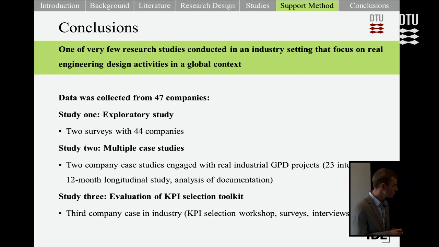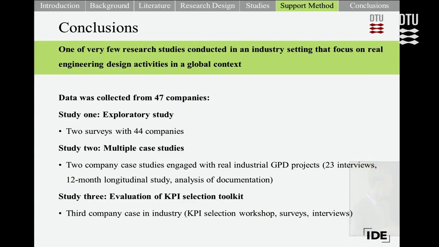And then during study 2, we were lucky to actually have insights during real global product development projects with 2 industry cases. And we conducted interviews, observations, and also analysed the documents and procedures at the company. And then study 3 was conducted with a 3rd company case, and actually we conducted a workshop, surveys, and also interviews at the company to evaluate the impact of the proposed support.